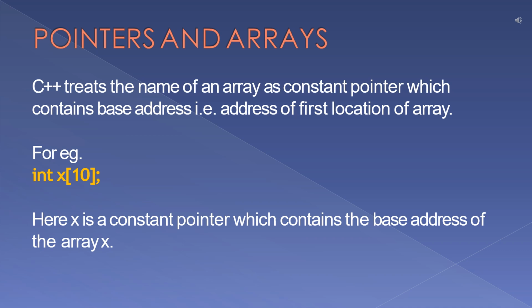Next is when you declare arrays. When you declare int x of 10, x is a constant pointer. It is called the base address of that particular array. So x of 0 has the base address of that array, and we cannot change that address of x. That's why it is called a constant pointer. It points to the first memory allocation, that is x of 0.